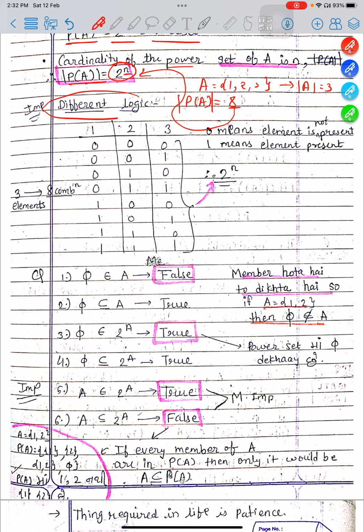Okay, this is a different logic of how we came to this equation. There were three elements in A, right? 1, 2, and 3. We wrote down all the cases for the 3: each can be present in a subset or cannot be present in a subset. So they have two cases, 0 or 1. So 0, 0, 0, 0, 0, 1, 0, 1, 0, like this we have written 8 combinations. Therefore there is 2 raised to n.